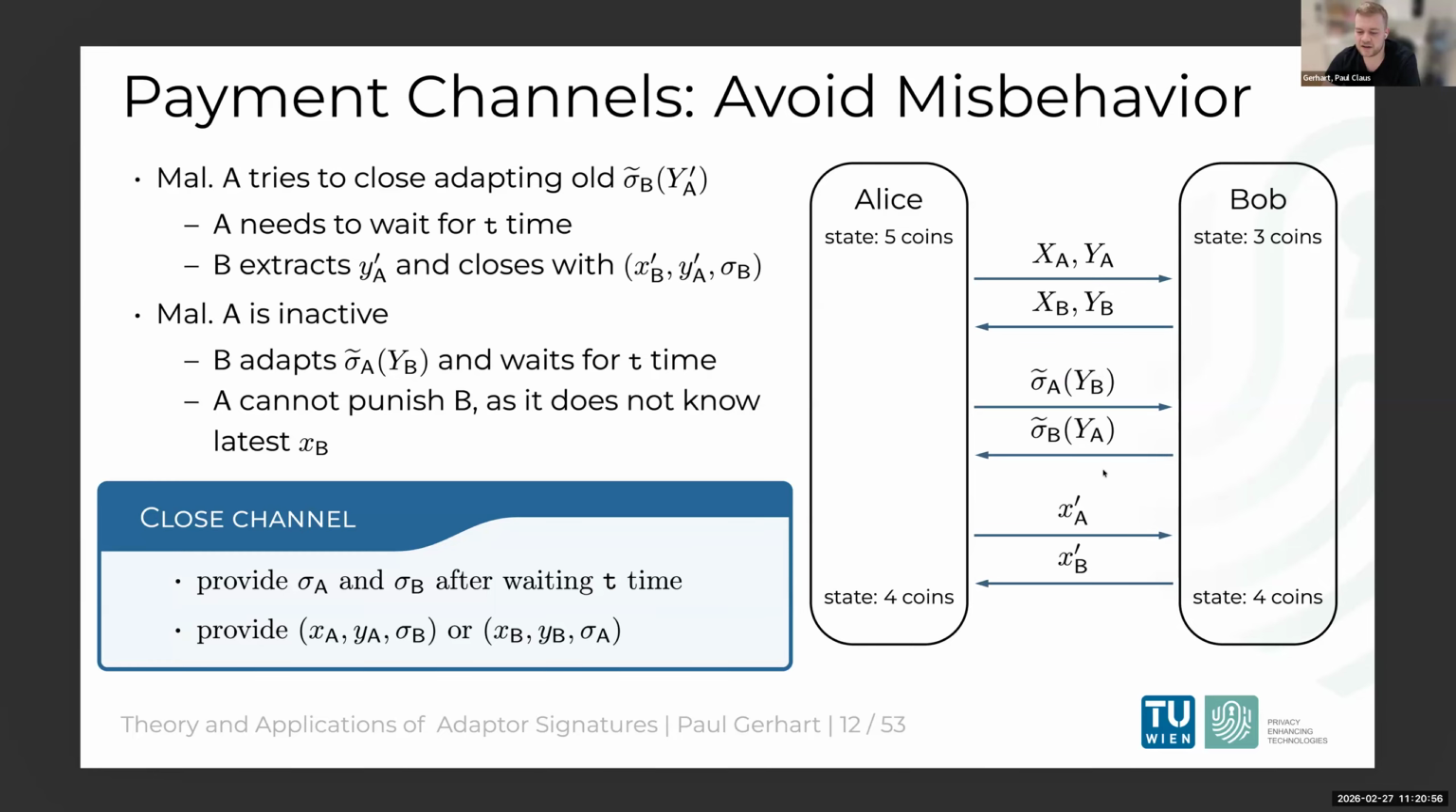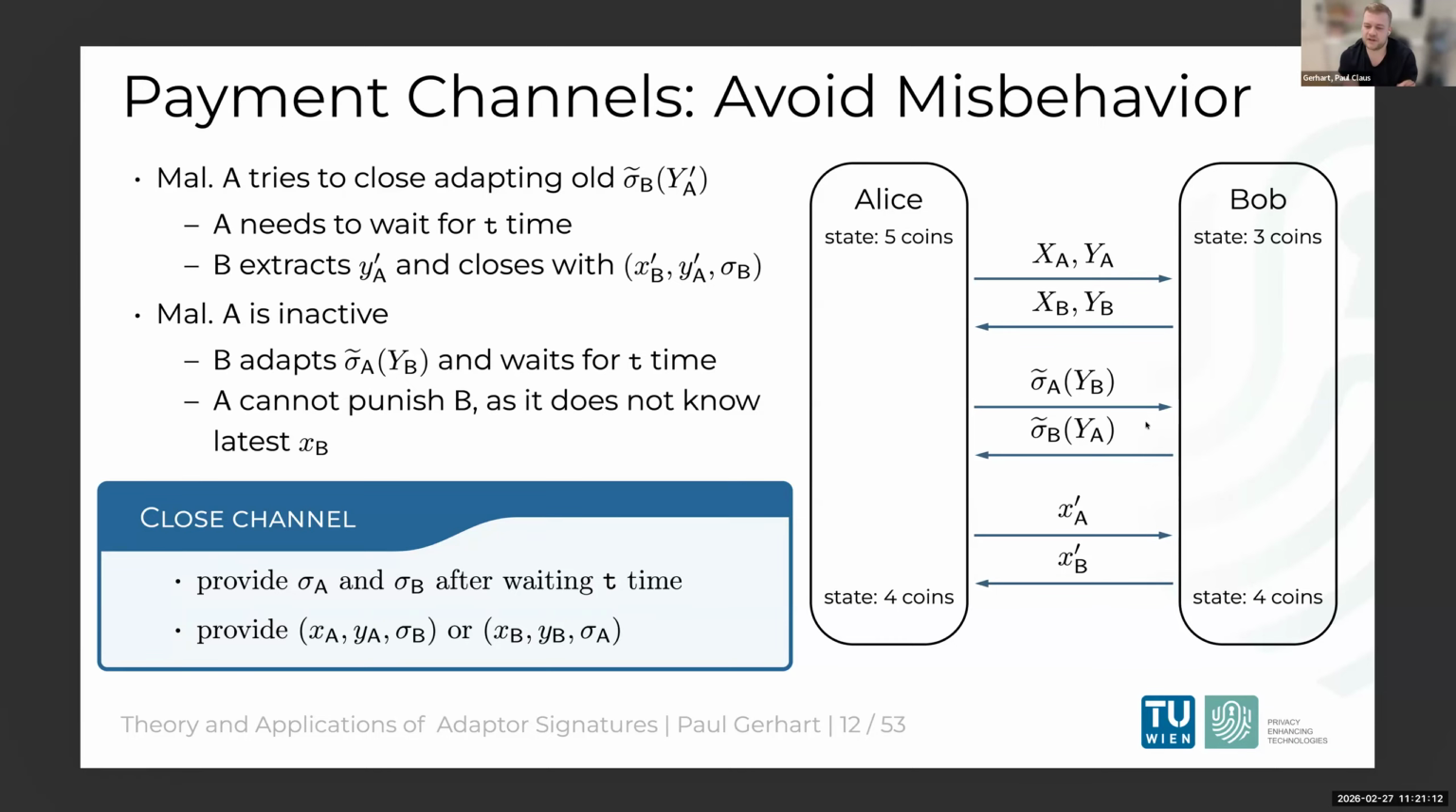Well, they never agreed to mark this channel state here as old because they didn't exchange XA and XB. They only exchanged XA and XB for the previous time. Therefore, Alice cannot do anything but just wait for the channel to be closed on the latest state.